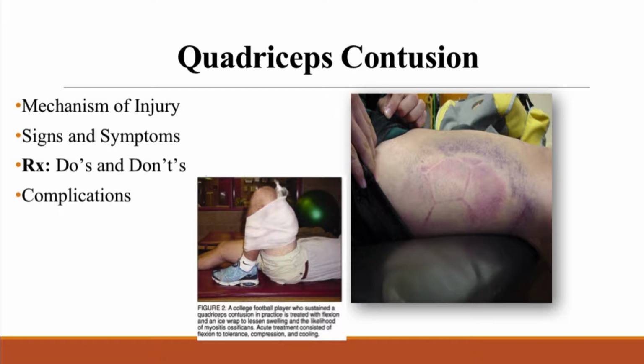The management is RICE, but should also include flexion to the point of slight discomfort. If the athlete is limping, he or she should be given crutches for assistance in walking. The complication is Myositis Ossificans. We covered this during the first week of the session, so please refer to this PowerPoint as needed.